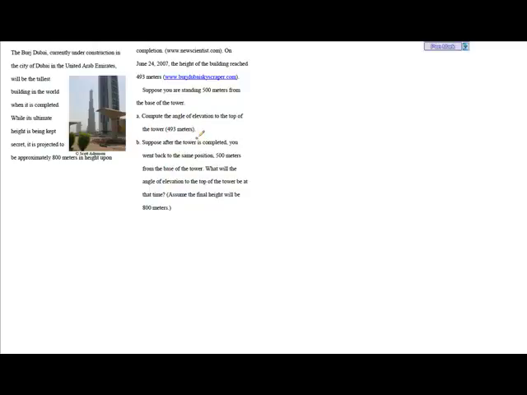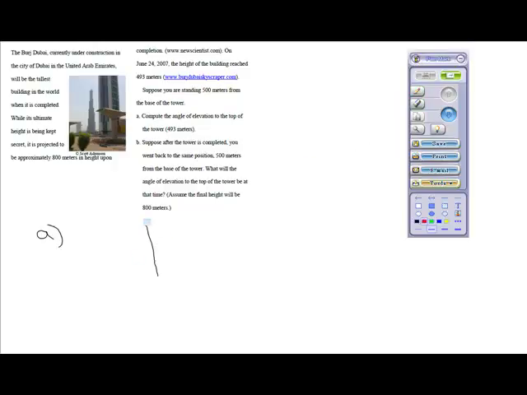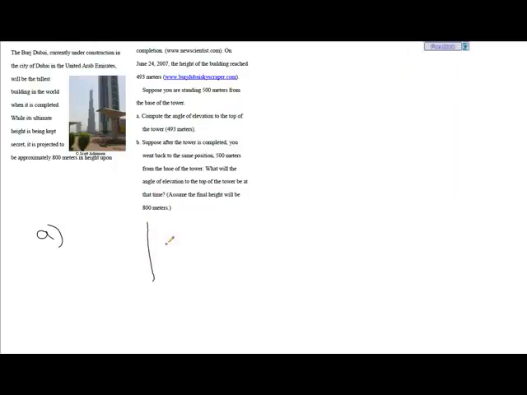In this problem, we're being asked to look at a building in Dubai, in the United Arab Emirates. And in part A, we're asked to compute the angle of elevation to the top of the tower. So currently we know that the top of the tower is 493 feet above the ground, or 493 meters, excuse me.